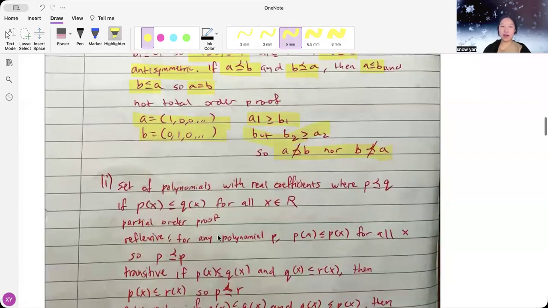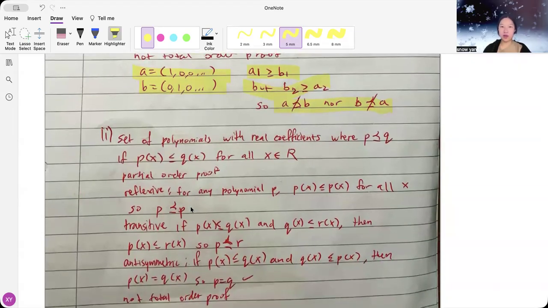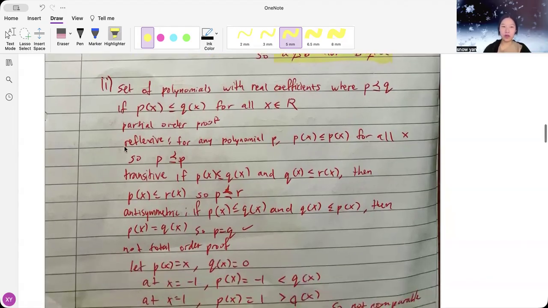For part two, we're asked to find the set of polynomials with real coefficients where p precedes q if p(x) is smaller than or equal to q(x) for all x in R. Same idea: we're going to have the partial order proof, then the not-total-order proof. For reflexive, for any polynomial p, p(x) is smaller than or equal to p(x), that's true, right? It's just basic.